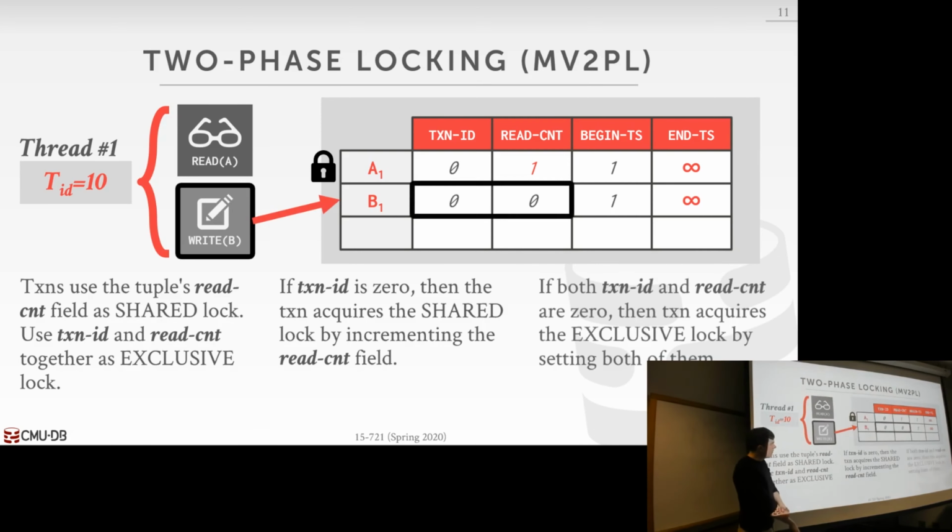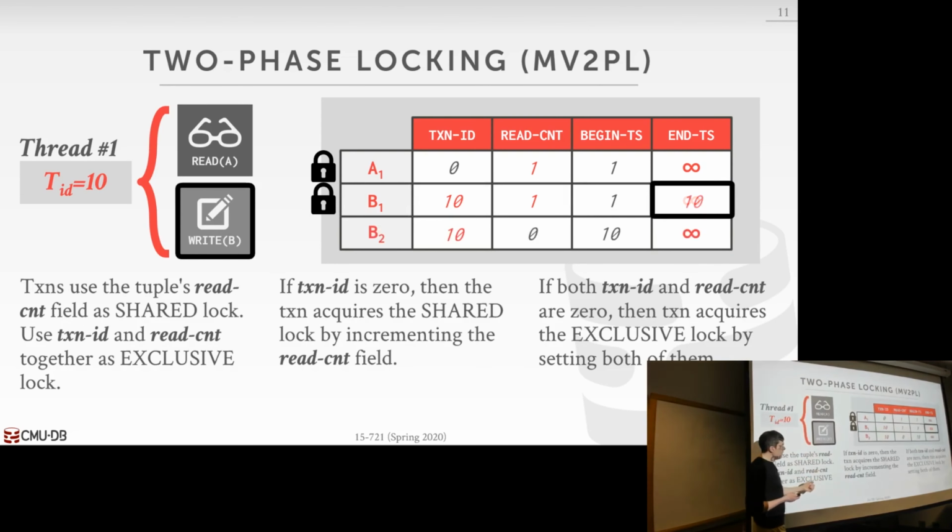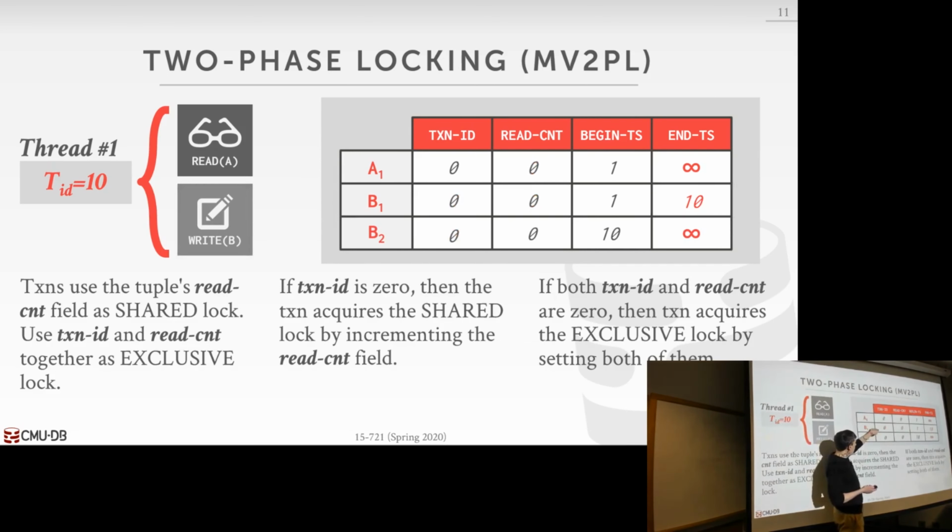But now when I do the write, same thing. I'll do an atomic 128-bit compare and swap to set the transaction ID and the read count to 1. I actually don't think you need to set the read count, but you definitely have to set the transaction ID. So now I have the exclusive lock on this tuple. I can go ahead and create a new version. I update the end timestamp with my timestamp, and then I do a compare and swap to revert it back to 0, and that unlocks it.